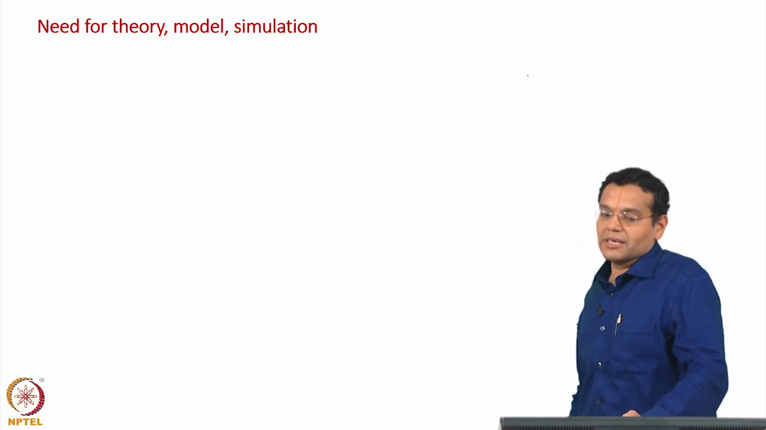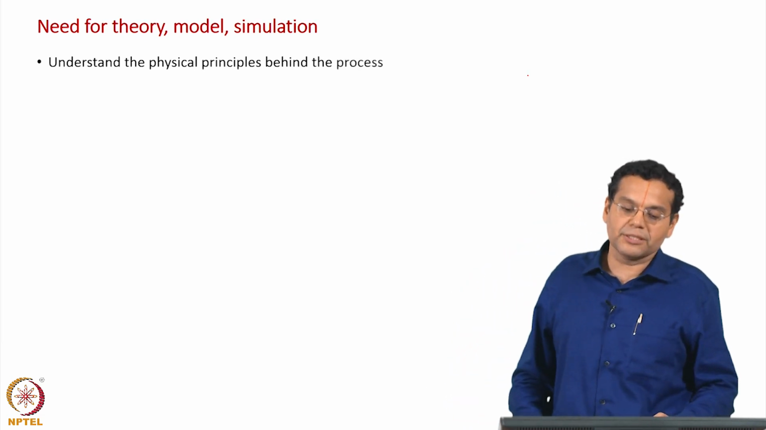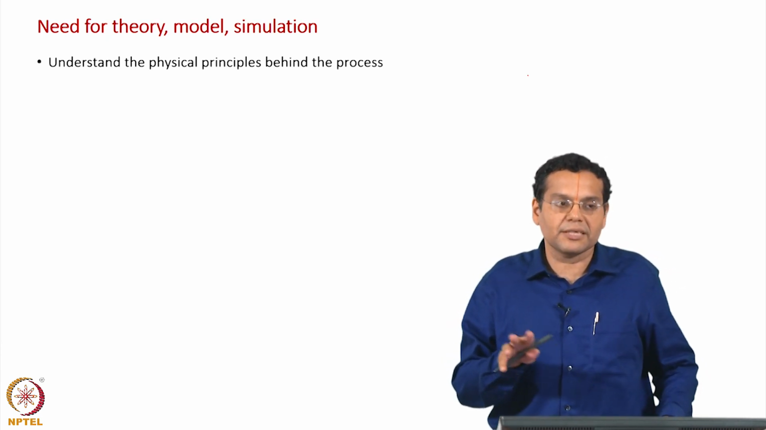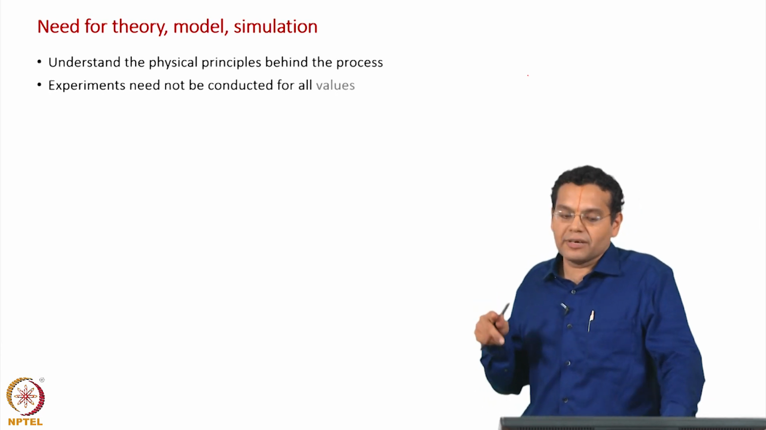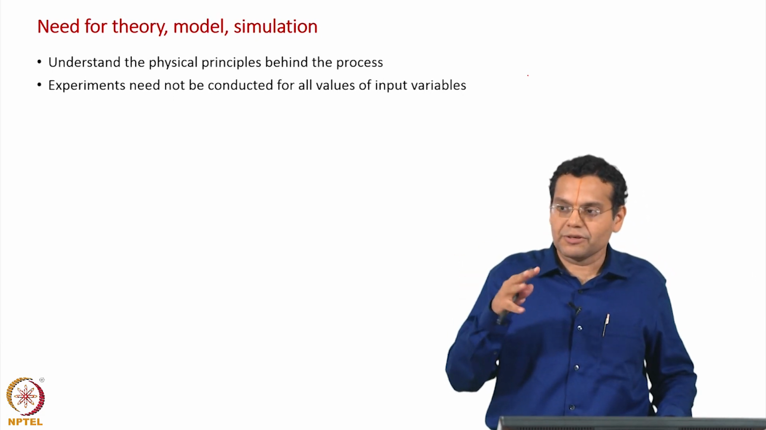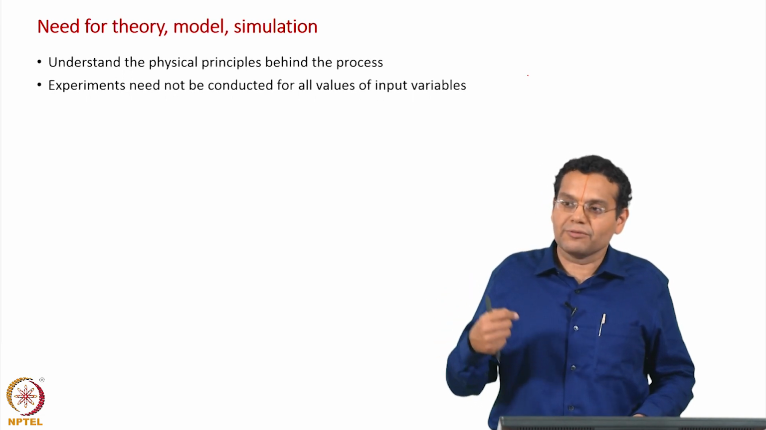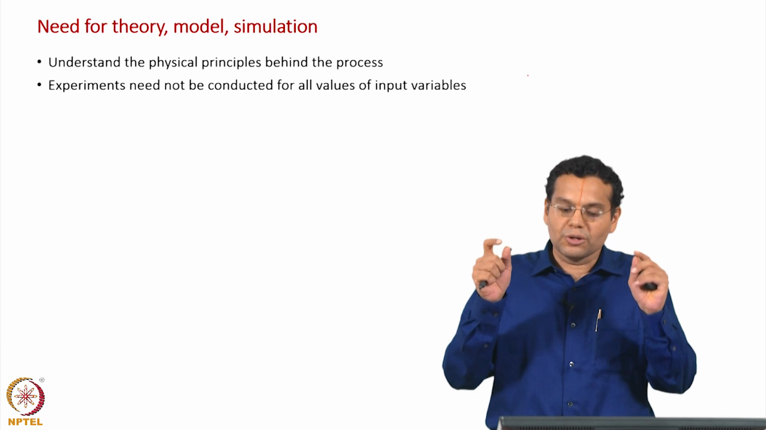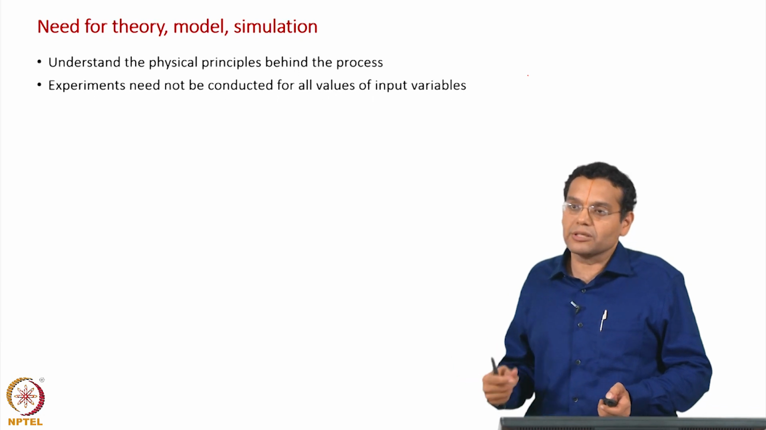Okay. So, what is the need for theory, model, simulation, why is it required? Okay. First thing is to understand the physical principles behind the process. In this case, we understand that a simple mass balance takes place. So, it helps us to understand the physical principles behind the process. Okay. Second, experiments need not be conducted for different values of input variables. In the example which you have seen, the flow rates were some set value. Suppose you change the inlet flow rates and then you measure the outlet flow rate. You need not do this experiment several times. If you have a model for this process, it is enough if you know the inlet flow rates, you can predict the outlet flow rate. So, experiments need not be conducted for all values of input variables.